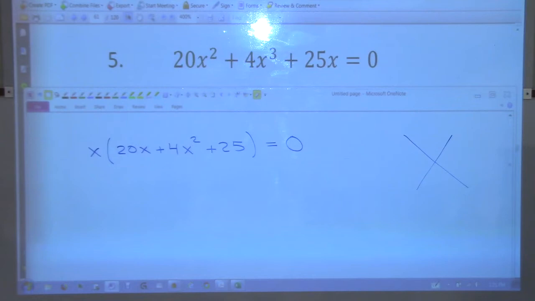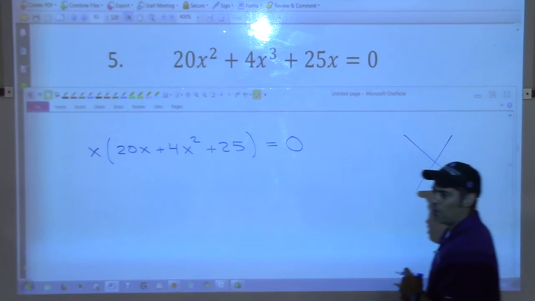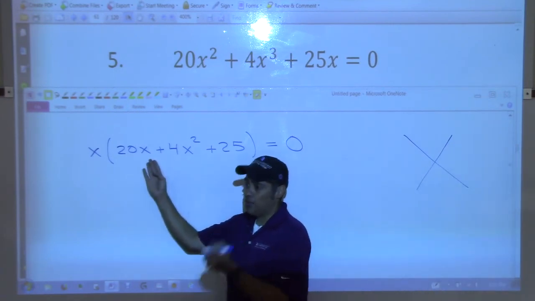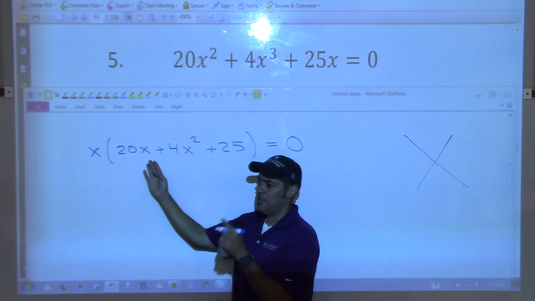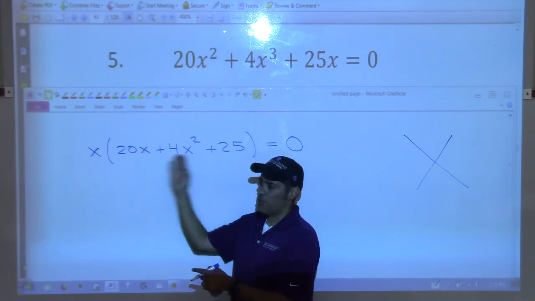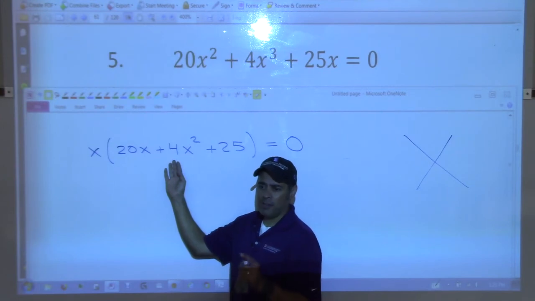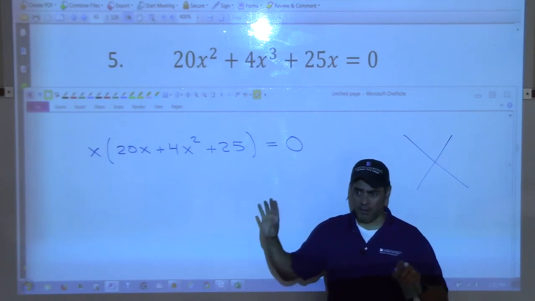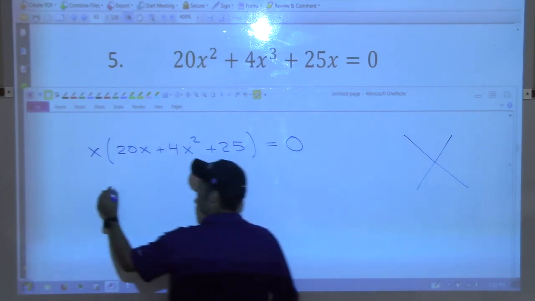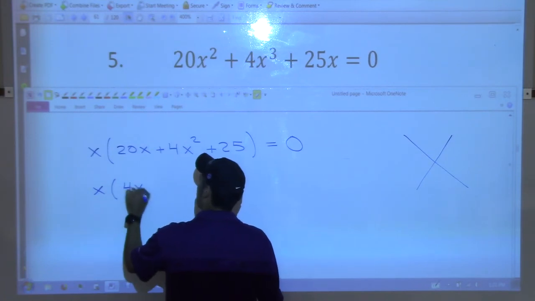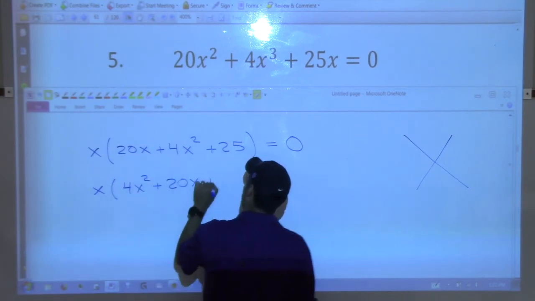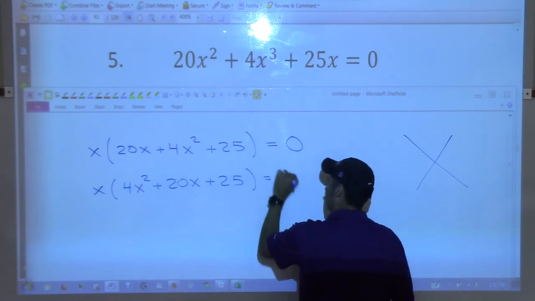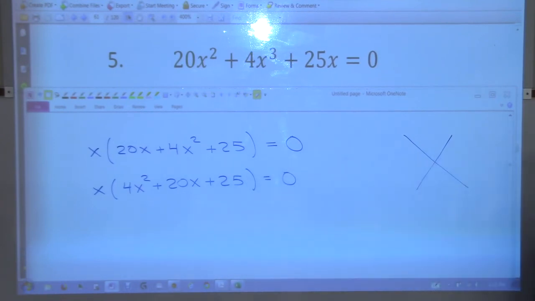There's something a little tricky here. I only mentioned it one time when we did the AC method: when you start with the AC method, we need 3 terms, but it needs to be written in descending order. Do you see the order's off here? So if you do the AC method right here, it's going to be incorrect, because 20 times 25 is wrong. You've got to have this in the proper order. So the next step, I'm going to rearrange this in descending order. Y'all see that? 4x squared plus 20x plus 25.